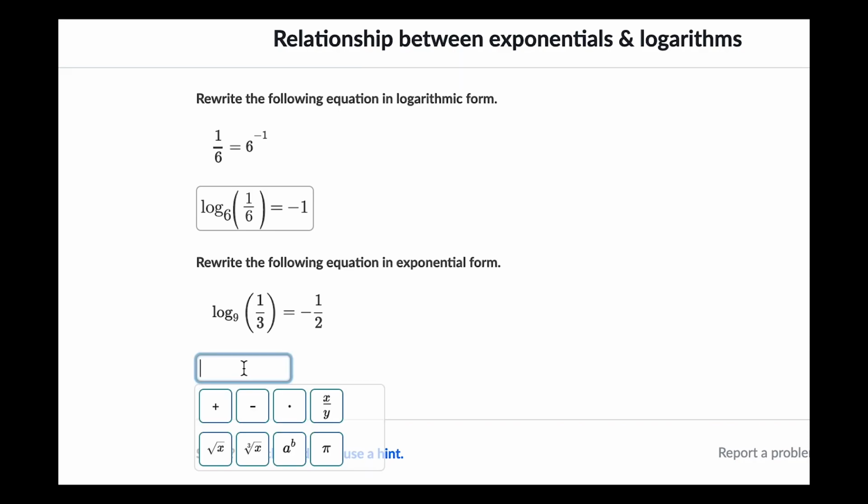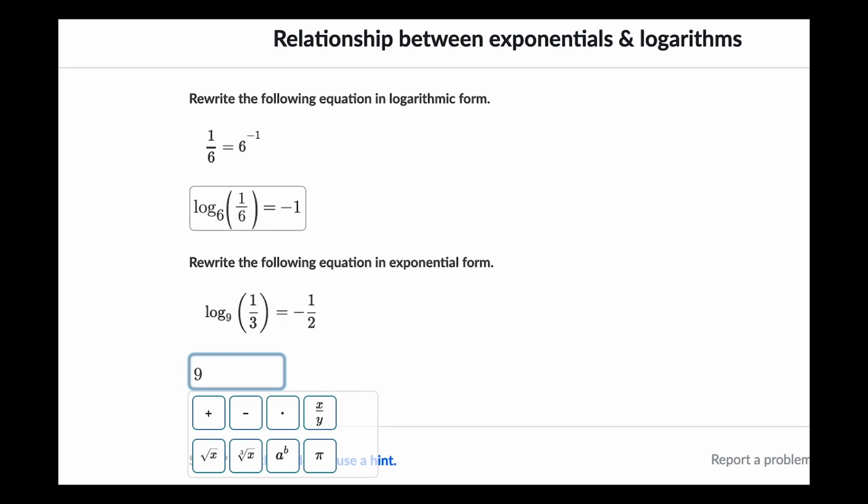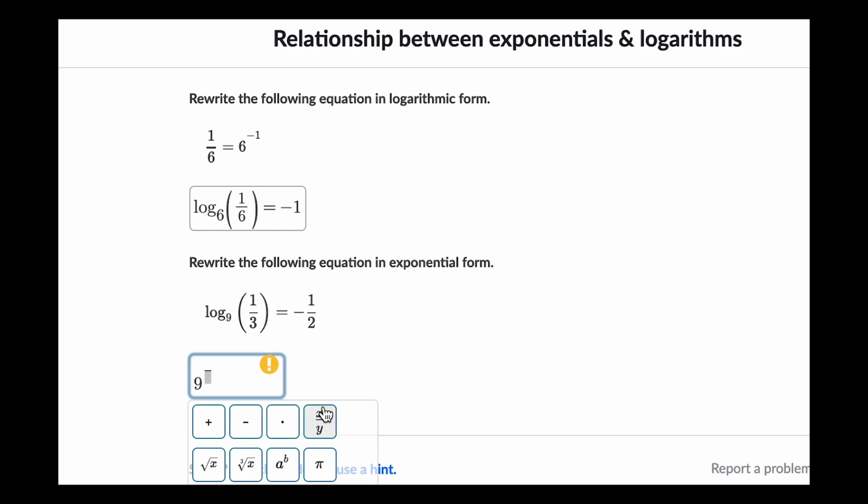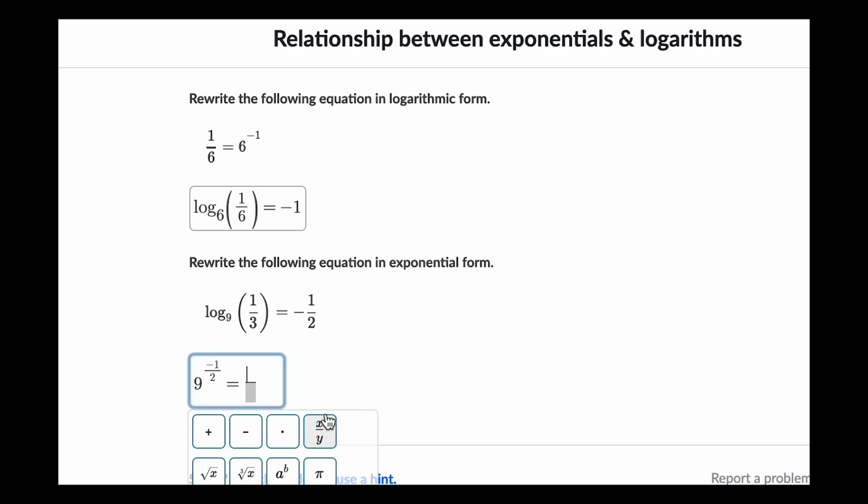Going the other way, 9 is the base to the power, so type your caret, and then if you're going to type a fractional exponent, you have to press this button, -1/2, and that equals your answer, which is 1/3.